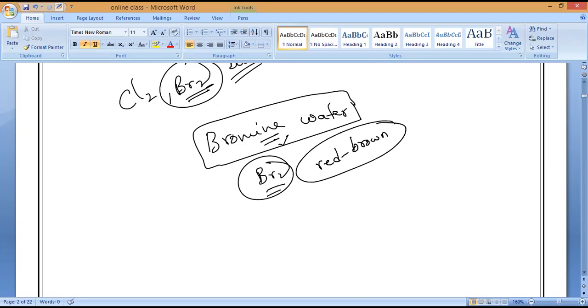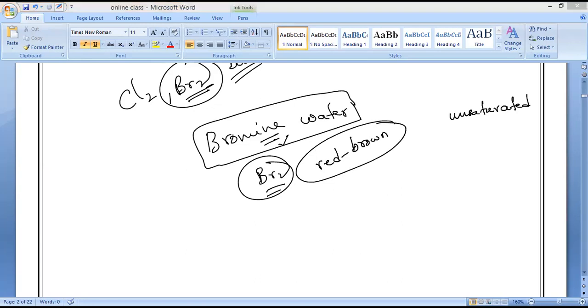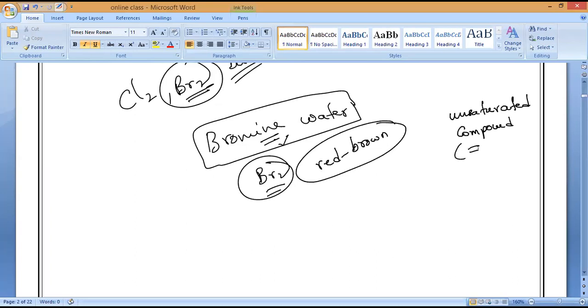So bromine water, we can test it for unsaturated fats. If any organic compound contains unsaturated fats, remember, unsaturated means what bond, guys? Double bond or triple bond? Unsaturated fats, double bond or triple bond or single bond? Unsaturated means what, guys? Double bond or triple bond.